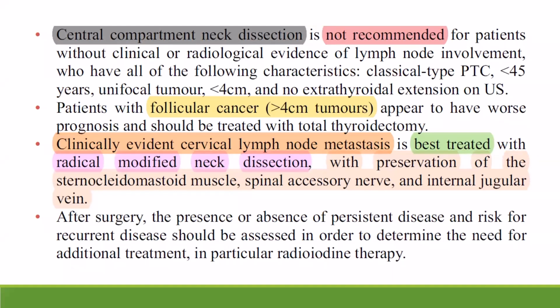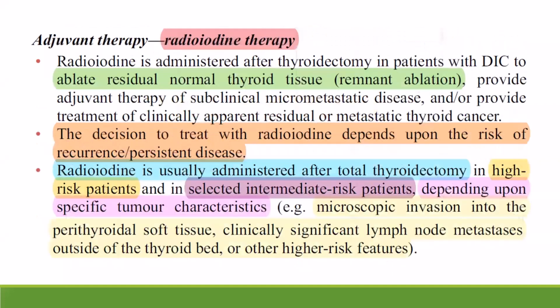A clinically evident cervical lymph node metastasis is best treated with radical modified neck dissection with preservation of the sternocleidomastoid muscle, spinal accessory nerve, and internal jugular vein. And actually, these are sophisticated steps in the management, but we can just know a hint about it.